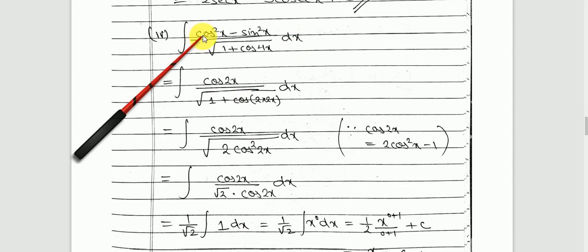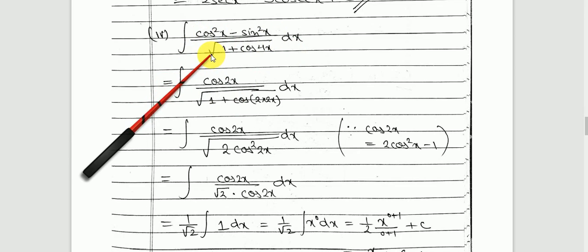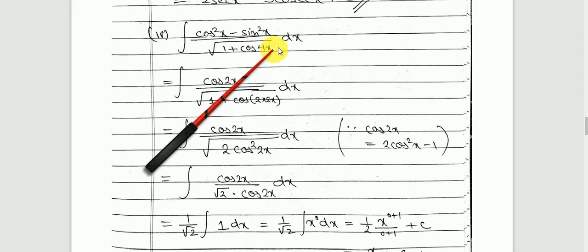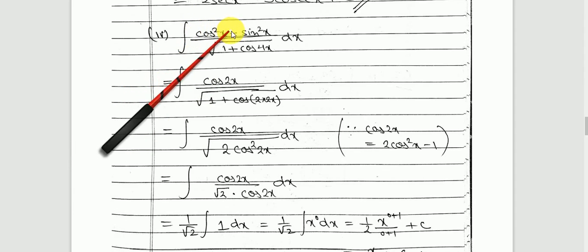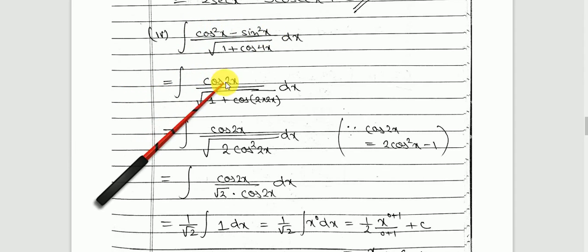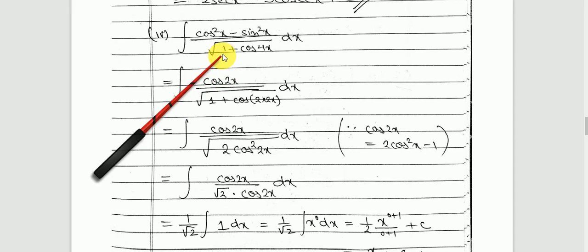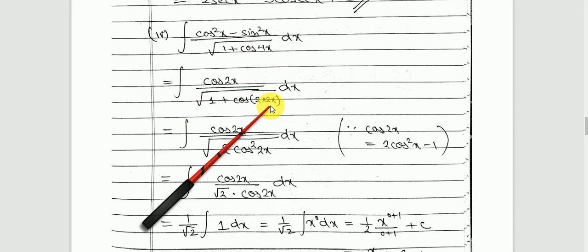Next is integration of (cos square x minus sin square x) upon square root of 1 plus cos 4x. In the numerator, cos square x minus sin square x can be written as cos 2x. Try to recall your class 11 formulae. In the denominator you have the square root of 1 plus cos 4x, and this can be written as 1 plus cos 2 times 2x.